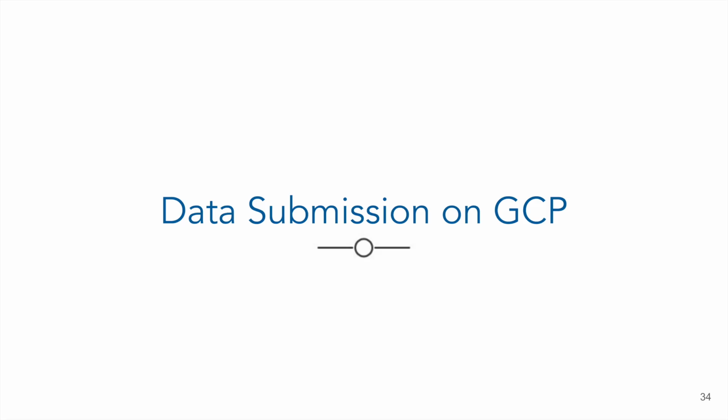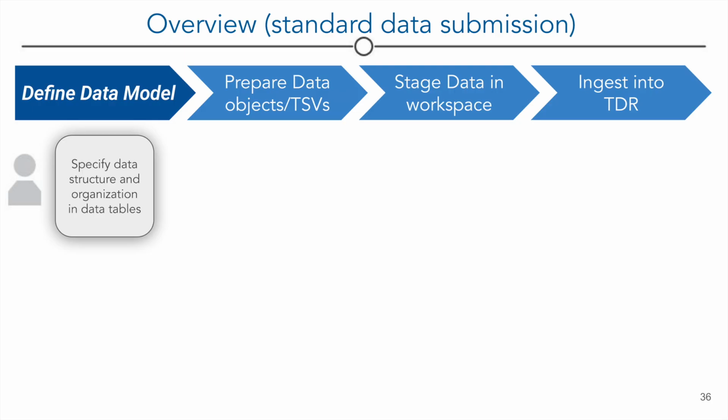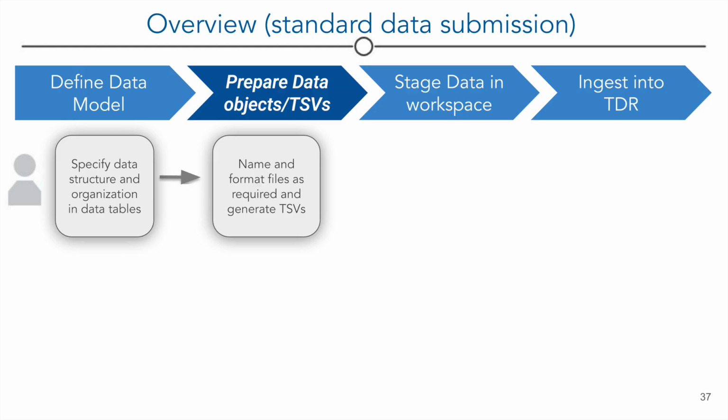Let's cover a typical data submission journey from start to finish. This is a high-level overview of the typical TDR data submission process. Before submitting to AnVIL, you will first create your data model. The data model outlines the tables that will hold your data and metadata and how they are related. Next, you prepare your data, making sure all data files conform to AnVIL naming standards and generating TSVs for each table in the data model.